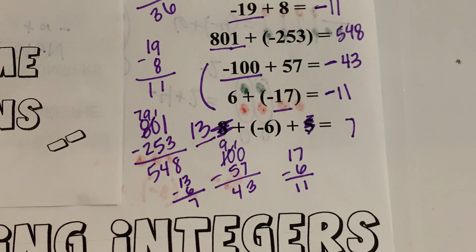So when you have more than two numbers, take everything that's positive, put that together first, then put everything together that's negative, and then subtract. Kind of getting the hang of this? Okay, put that up.